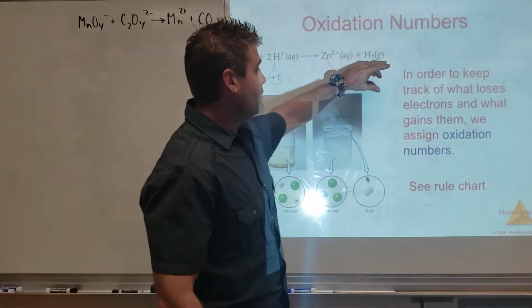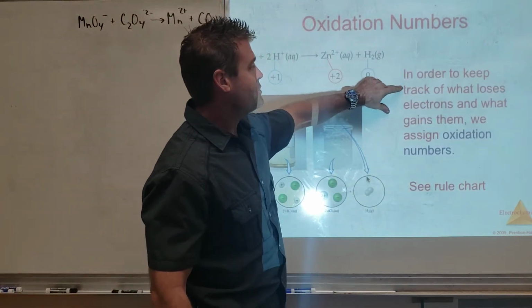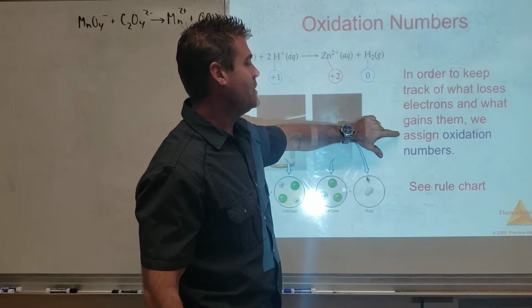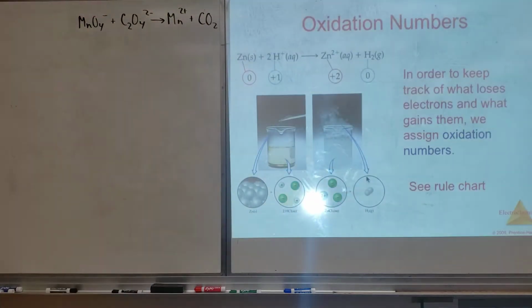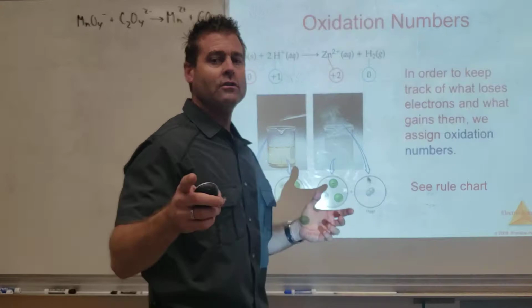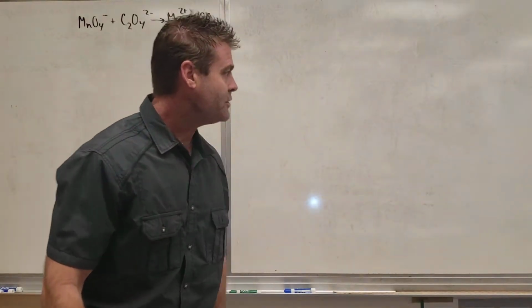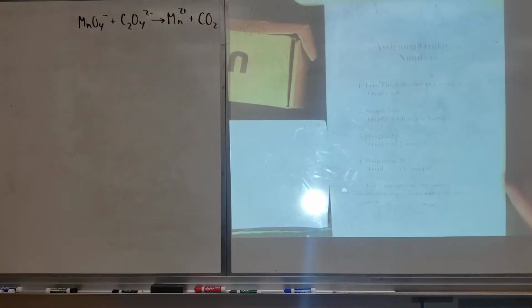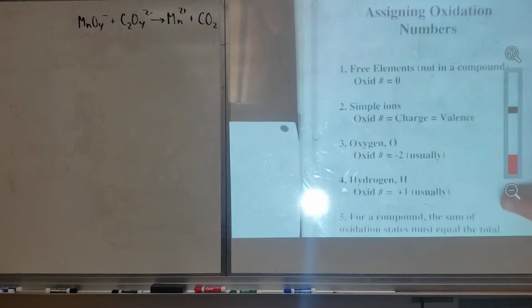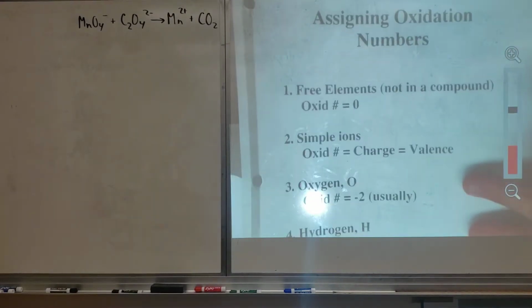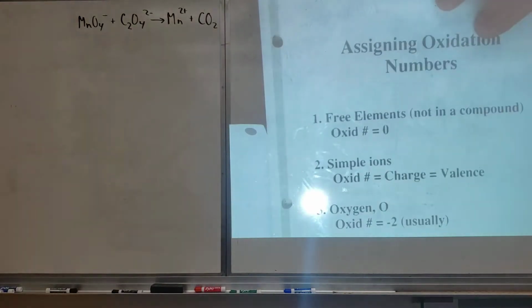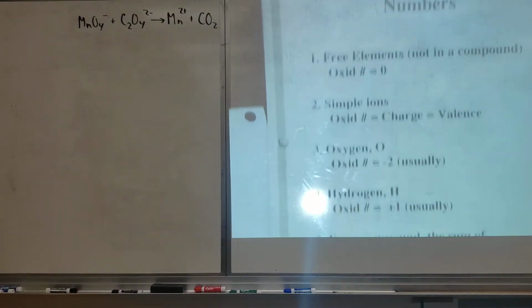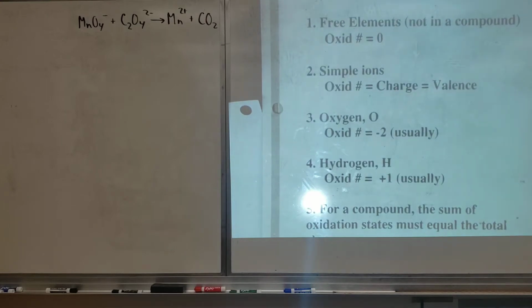Don't worry about the equation right now. In order to keep track of what loses electrons and what gains them, we assign oxidation numbers. I think we did this first semester. Here's a little chart to show you how you're going to assign oxidation numbers. We'll just put them right here.